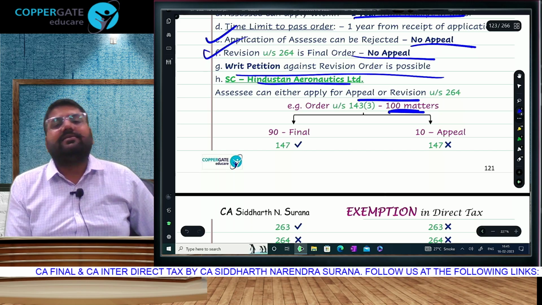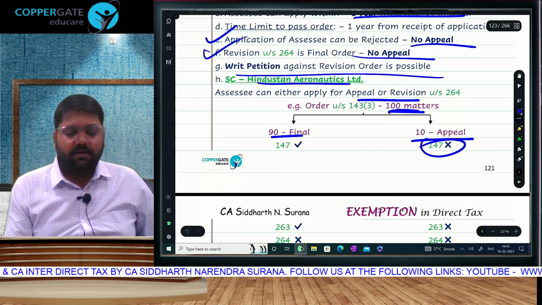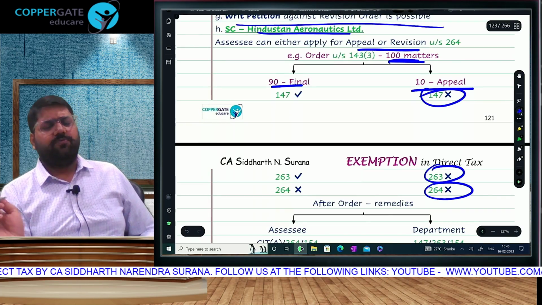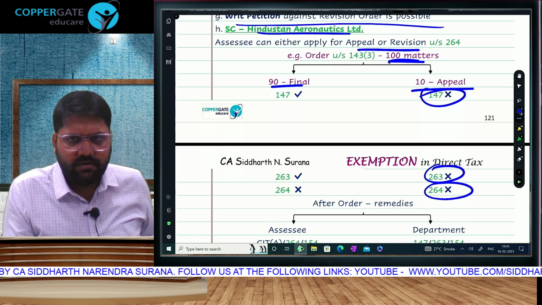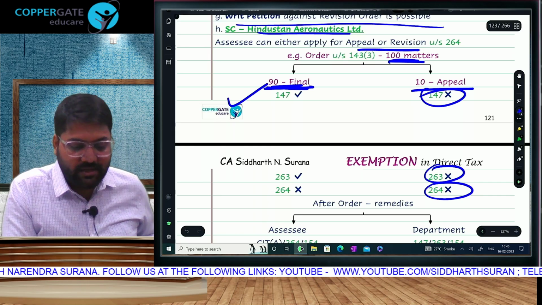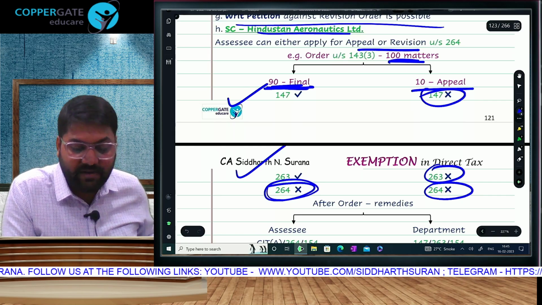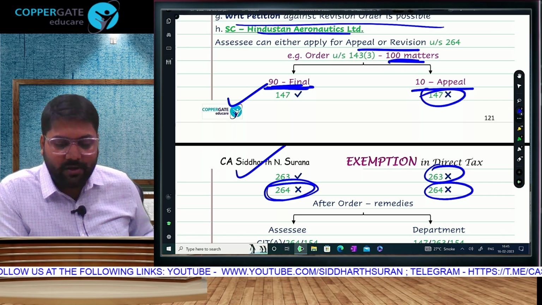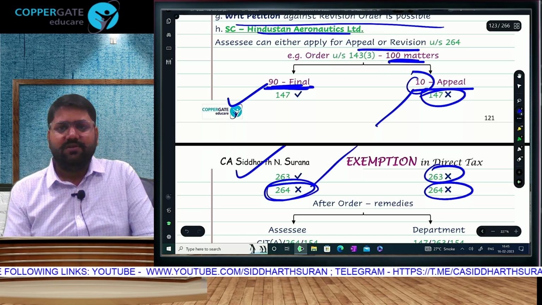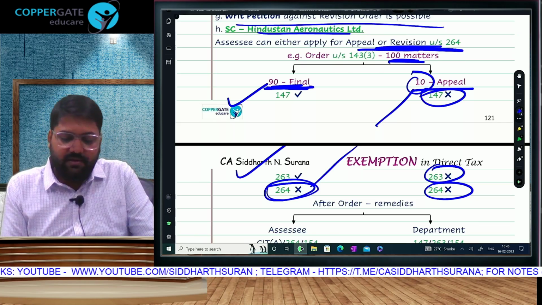So, if there are 100 matters in your assessment order, 10 you go in appeal, 90 are final. So, these 10, reopening is not possible, 263 and 264 obviously also is not possible because they have already gone in appeal. But these 90 are final in scrutiny. Can AO do reassessment? Yes. Can CIT do 263? Yes. But 264 is not possible for these matters also, because if the assessee has appealed for 10, then he should have appealed for these 90 also. Appeal and 264 cannot simultaneously be invoked.